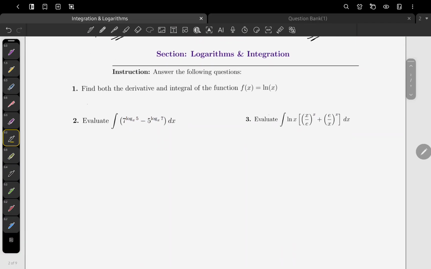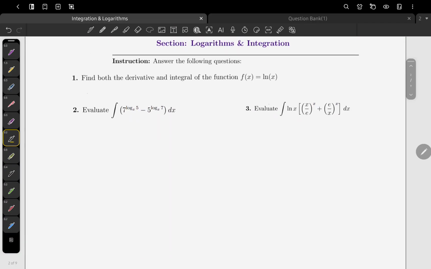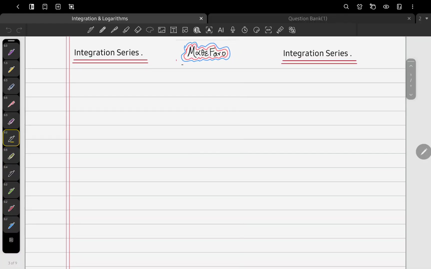Before we go deep into the questions, the first thing I would like to do is to have a refresher of the properties of logarithms, because they are going to be very useful for us as we forge ahead in this particular volume. So, properties of logarithms.